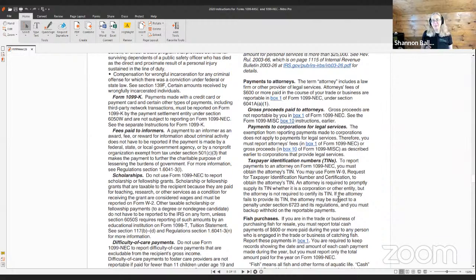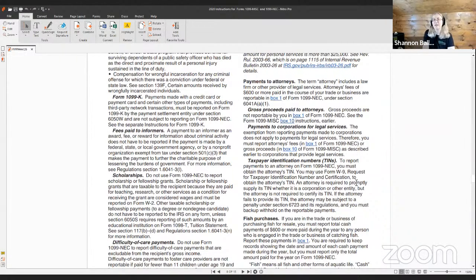So the payments that you make to an attorney to provide legal services go on a 1099 NEC box 1. Payments made to an attorney for gross proceeds are reported on a 1099 miscellaneous box 10, which we haven't covered yet, but we'll be covering that again really soon.